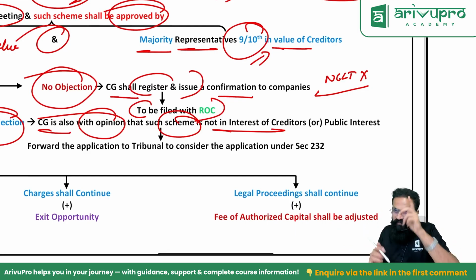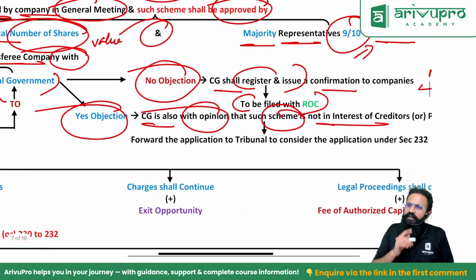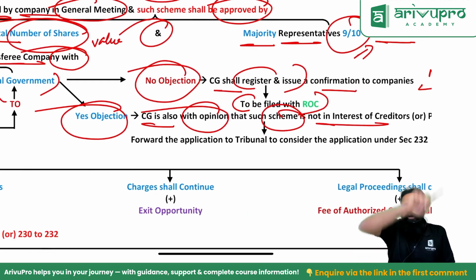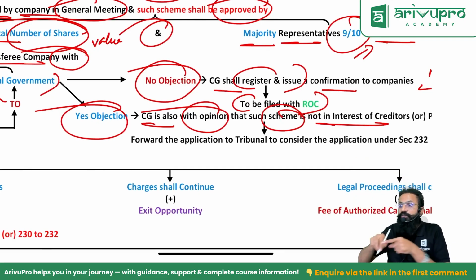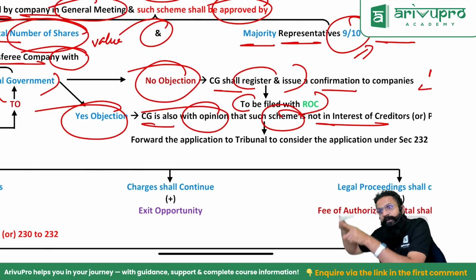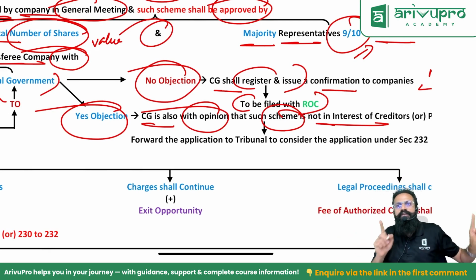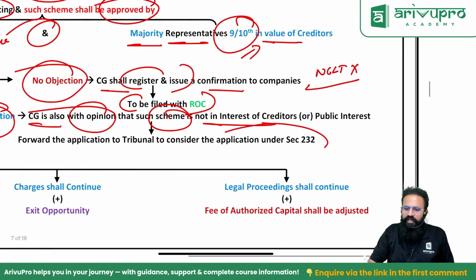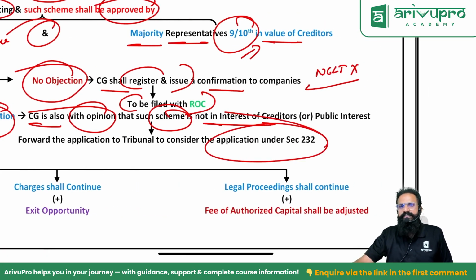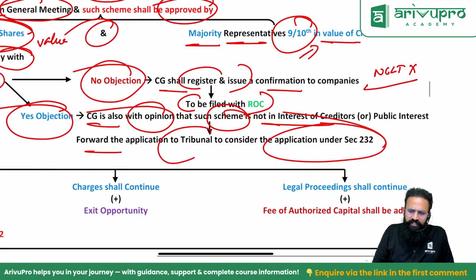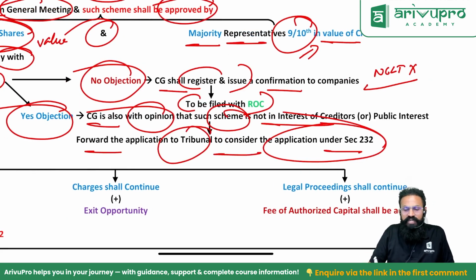Whatever this merger is, I wouldn't think that this is good in the interest of the creditors or for the public. In such a case, central government will say, don't take the shortcut, you go under the long cut only. So the 233 application will be pushed to 232. Meaning, you will go under the tribunal's route. Forward the application to the tribunal to consider the application as per section 232.